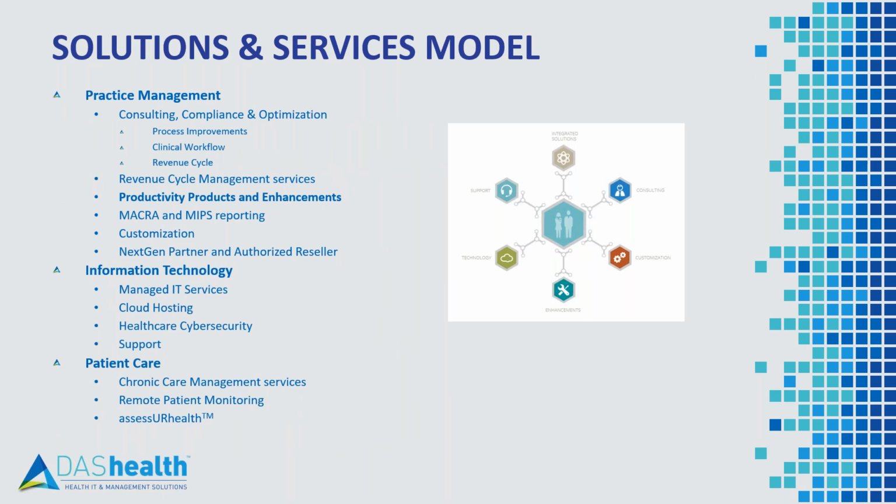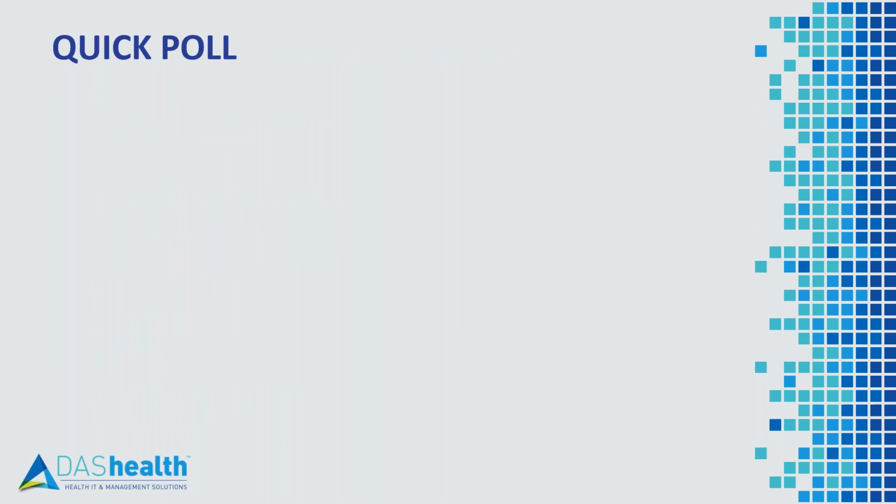As I mentioned, we have a portfolio of services that's broad and deep, and this is a look at our service areas. I'll point out that we've divided it into 3 areas: practice management, information technology, and patient care. The solution that we're talking about today, that automates the fulfillment of medical record requests, falls into the productivity, products, and enhancements area of practice management. So that's a little bit about us.